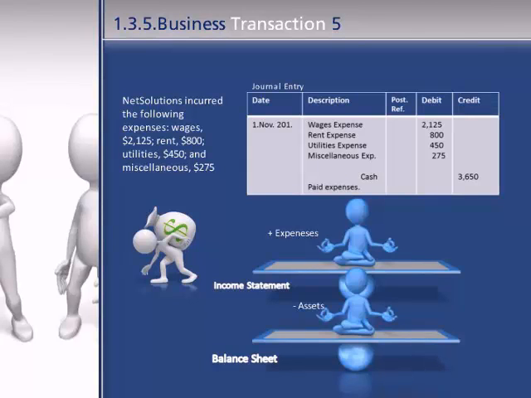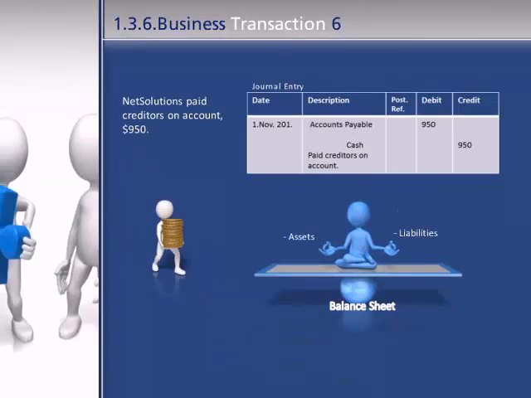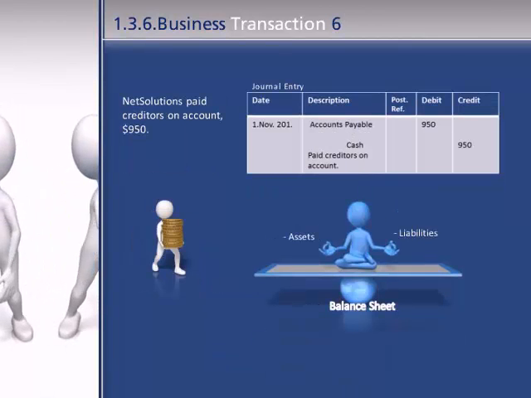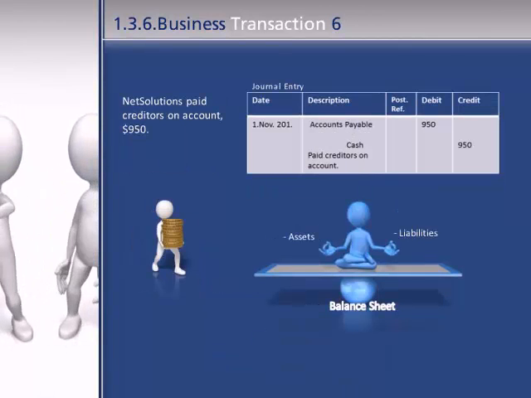It is recorded in the journal as an increase, debit, to wages expense, $2,125, rent expense, $800, utilities expense, $450, miscellaneous expense, $275, and a decrease, credit, to cash, $3,650. Business transaction 6. Net Solutions paid creditors on account, $950.